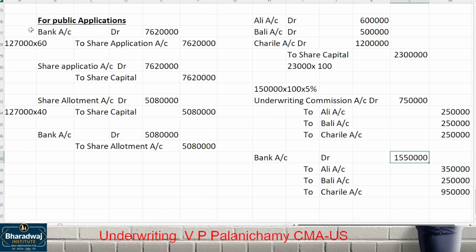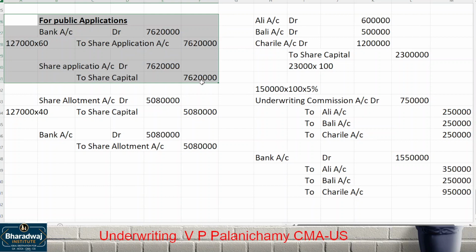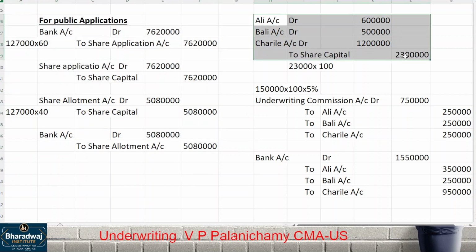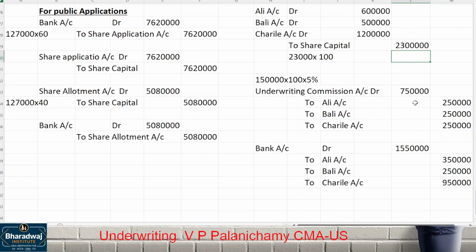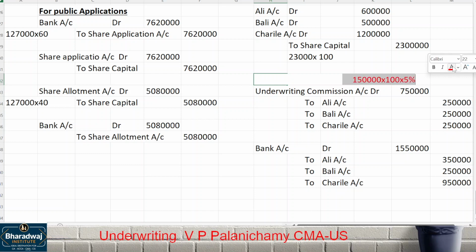Right? Once again, I repeat, for the public applications, receive the application and transfer the money up to share capital. Then allotment money due, allotment money collected. A, B, C are allotted their shares: 6,000 into 100, 5,000 into 100, 12,000 into 100 to share capital. The application allotment concept is applicable only for the general public. Underwriters have to pay the whole money after adjusting the commission. Commission is 7,50,000 in equal ratio, so 2,50,000 each. So simple.